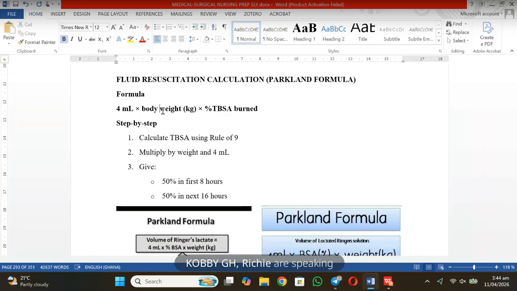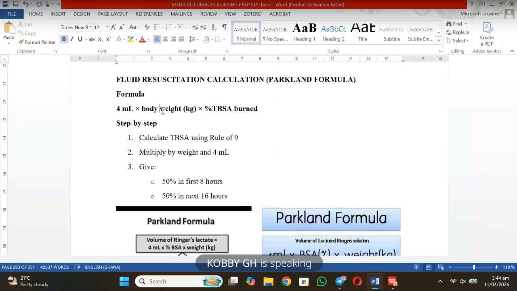It's not divided by 2. It's 50%. Even though mathematics will let you know that you get the same answer when you divide by 2, in explaining, it doesn't mean divide the fluid by 2. We are saying 50%, or some books will say half. You give half of the fluid that you've gotten in the first 8 hours. Then the rest, you give it in the next 16 hours.